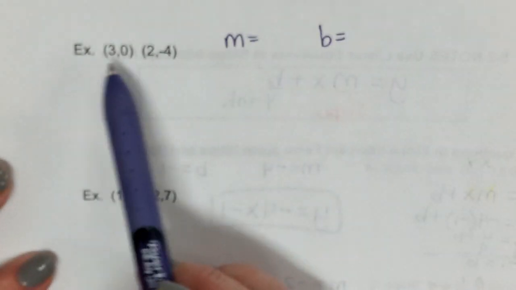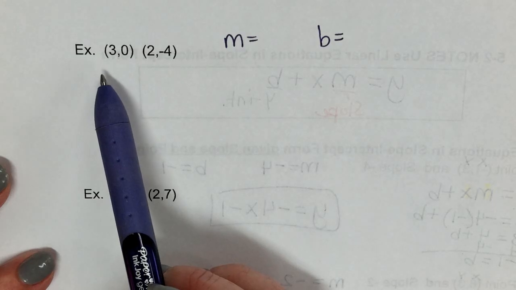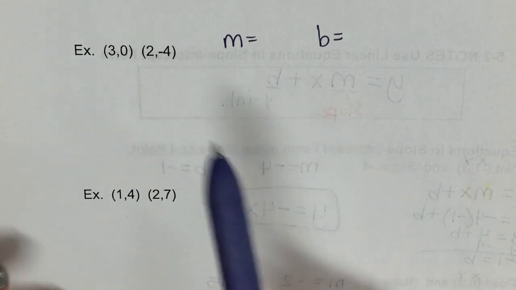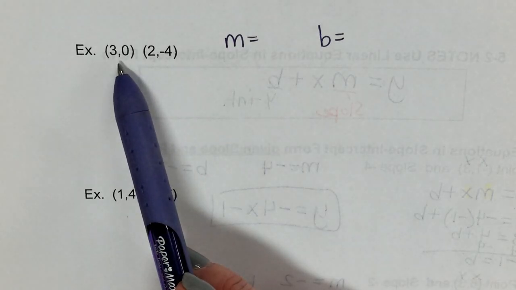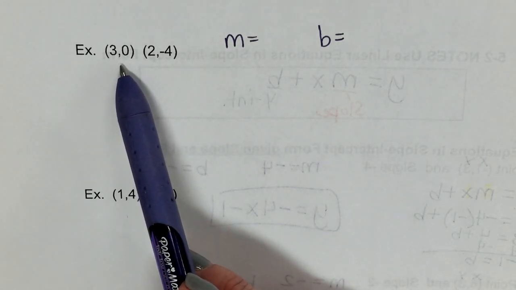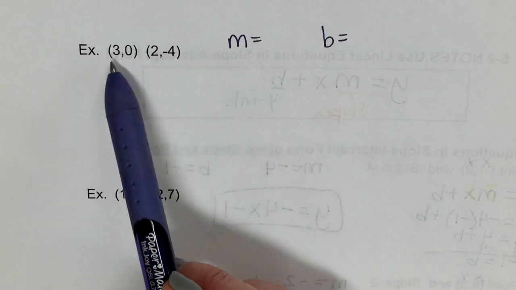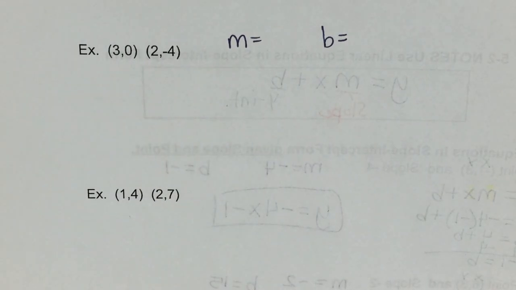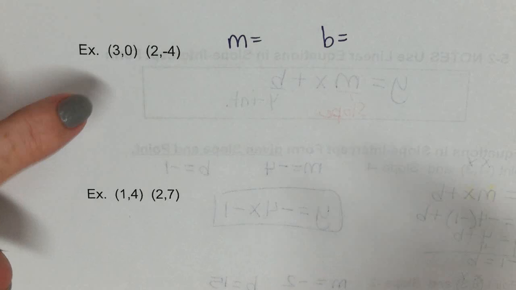Did they already give me the b? Ooh. What is a b? A y-intercept. Is that a y-intercept or an x-intercept? That's an x-intercept. How do I know? Because the value of x is 3, which means it's going to touch the x-axis at 3, not the y-axis. So no, they did not give me a b. Be careful with that. The only time you have a y-intercept is when x is 0. So I've got to find the slope because they didn't give it to me.